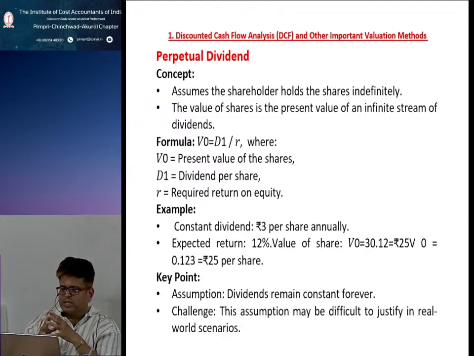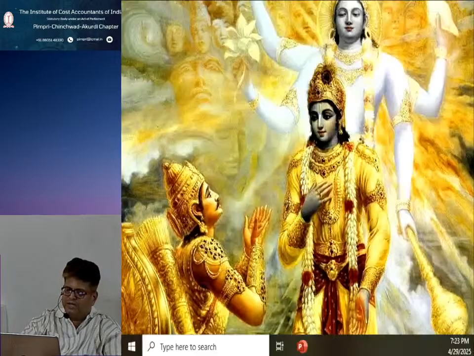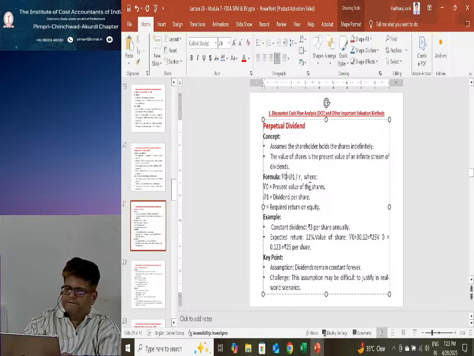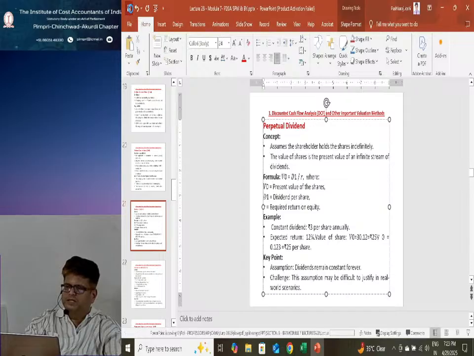Perpetual dividend. So let's understand this concept of perpetual dividend. It assumes that shareholders hold the shares indefinitely. The value of shares is the present value of an infinite stream of dividends, and the formula typically is V0 is equal to D1 divided by R, where V0 represents the present value of shares, D1 represents the dividend per share, and R represents the required return on equity.